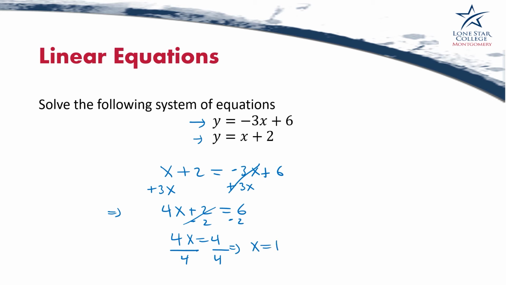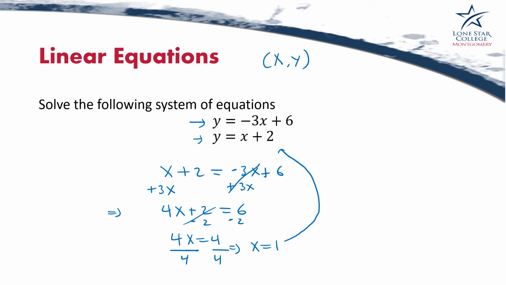X equals 1. But when we're solving a system of equations, we want two types of answers. We want the x coordinate and a y coordinate because we want our point. Our answer is always in the x and y coordinate. So we have our x. To solve for y, all we need to do is take this x equals 1 that we solved for and plug it into either equation. It doesn't matter which one you do, it's going to get you the same result.